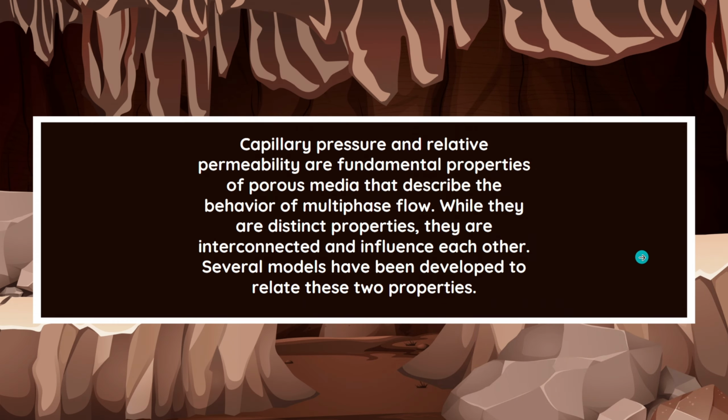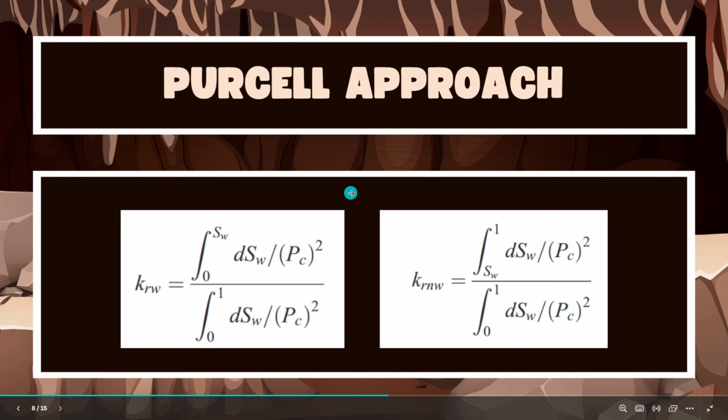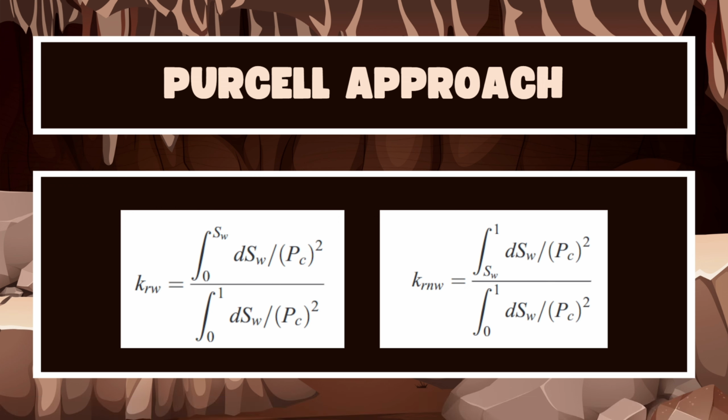So first of all, capillary pressure and relative permeability are important to describe the behavior of multi-phase flow. There are different properties, but they can be interconnected, so we can find relative permeability from the Pc curve. So from Pc, we can use the Purcell approach to find the relative permeability. So KRW is the relative permeability for the wetting phase, and KRNW is the relative permeability for the non-wetting phase. In our case, our wetting phase is water and the non-wetting phase is gas.